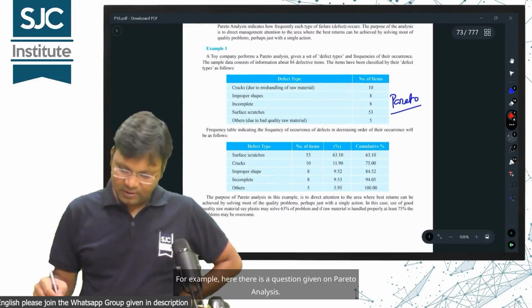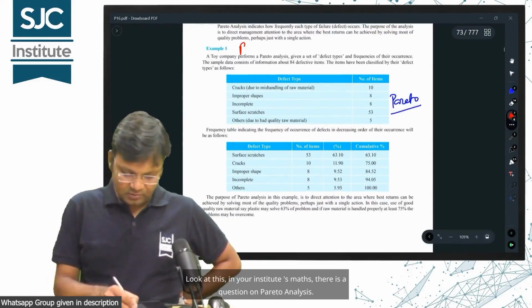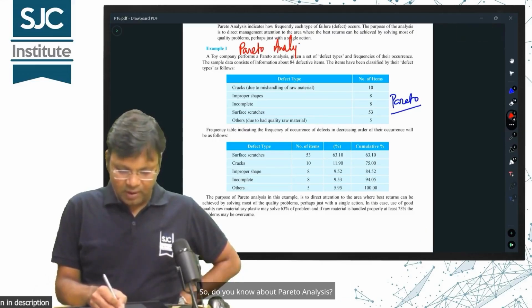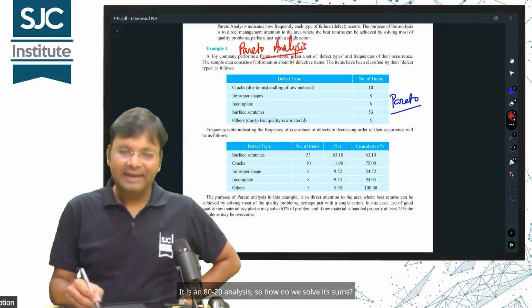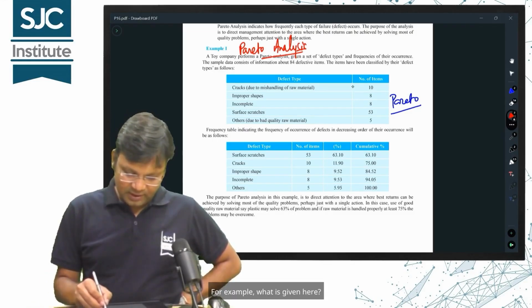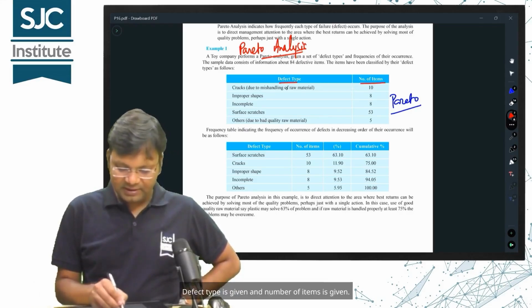For example, here there is a question given on Pareto analysis. Look at this. In your institute's maths, there is a question on Pareto analysis. So, do you know about Pareto analysis? It is an 80-20 analysis, so how do we solve its sums? For example, what is given here? Defect type is given and number of items is given.